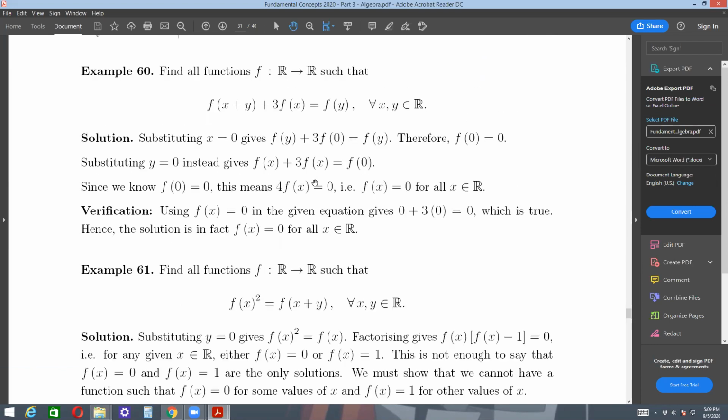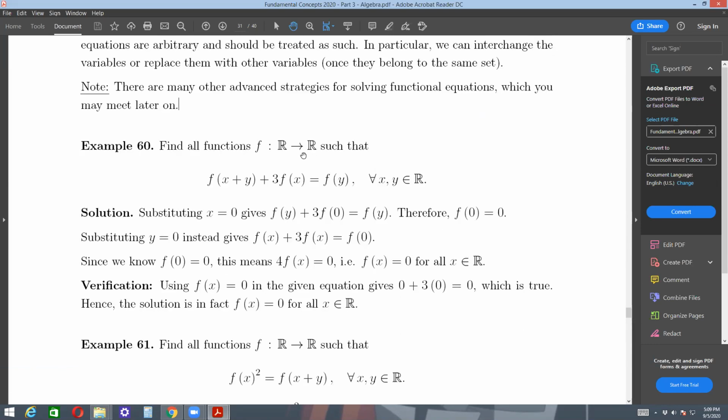Some simple examples first. So find all functions from reals to reals such that f of x plus y plus 3 times f of x is equal to f of y. All right, x and y are real numbers.